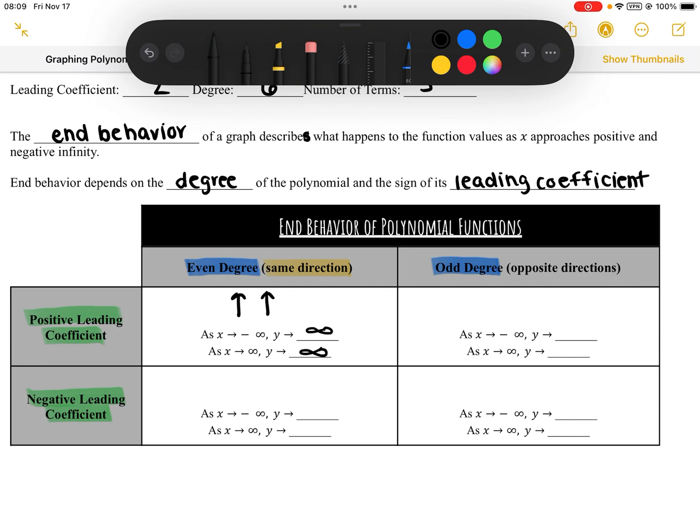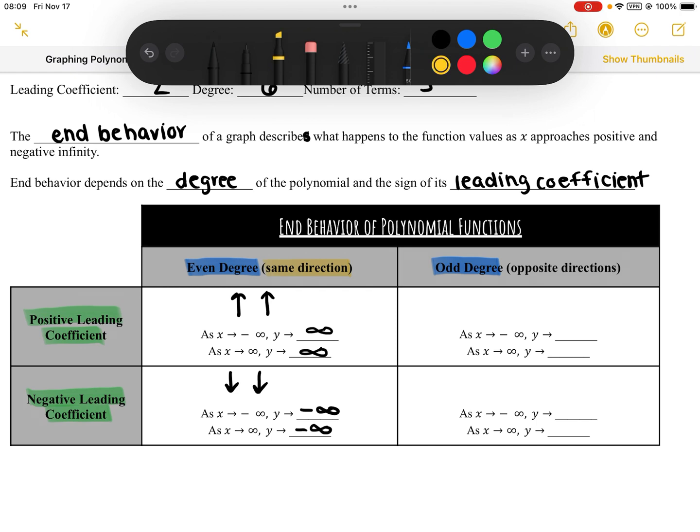Now for even degree, negative leading coefficient, same direction again, except this time they're going to be both going downwards. Okay, when they both go downwards, they're heading towards negative infinity on both ends.